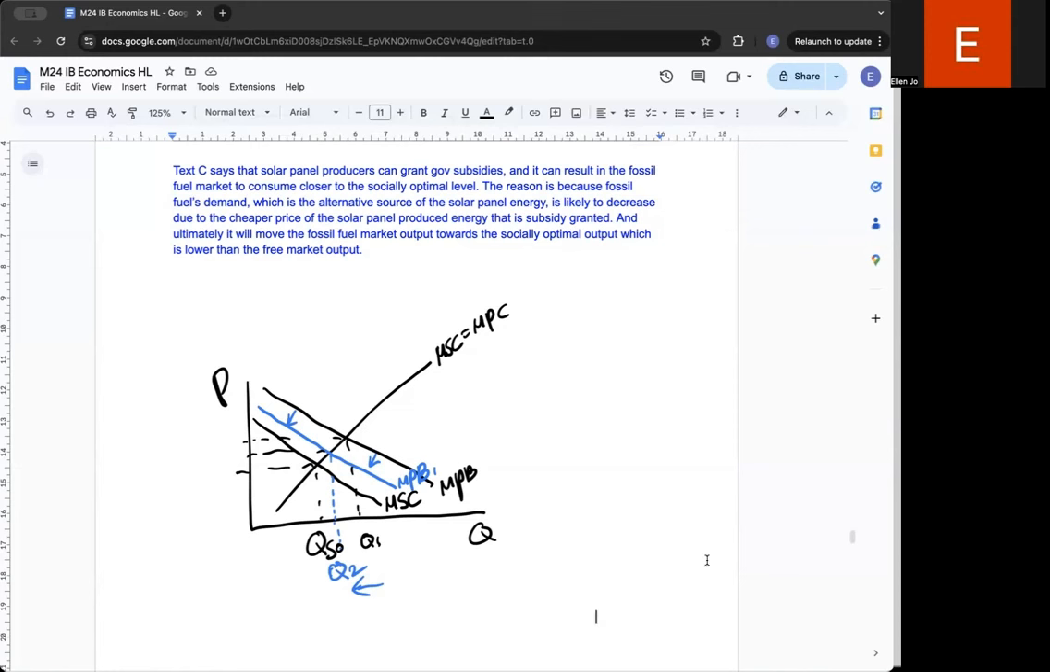The reason is that fossil fuel demand, since fossil fuels are an alternative source of energy to solar panels, is likely to decrease due to the cheaper price of the subsidized solar energy. And ultimately, it will move the fossil fuel market output towards the socially optimal level, which is lower than the free market output level, as you can check from the diagram.